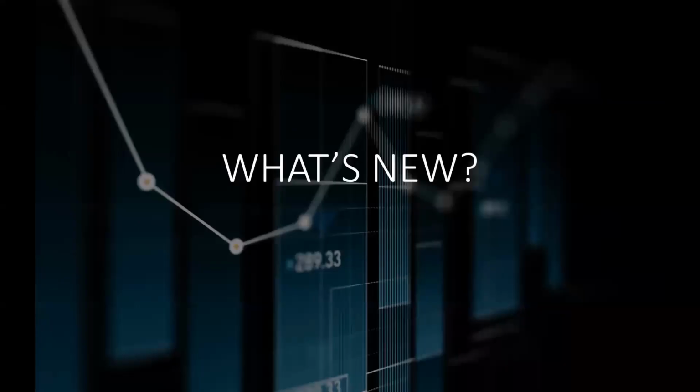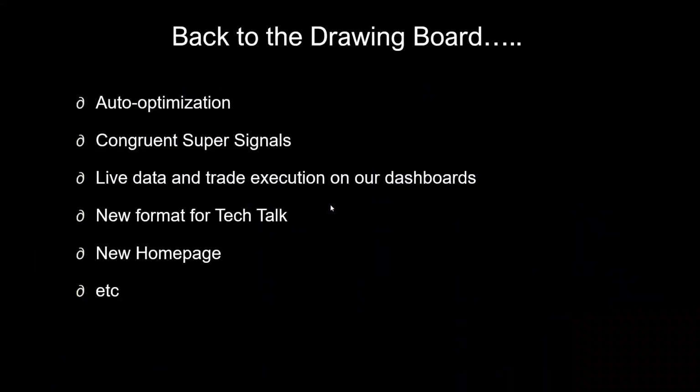All right, so what's new? What's happened? What's new with us? It's been a while. Well, we've been busy, and we went back to the drawing board a little bit for some of our products to research and investigate new exciting topics. One such topic, for example, is auto optimization. What this means, we're going to discuss in length today.